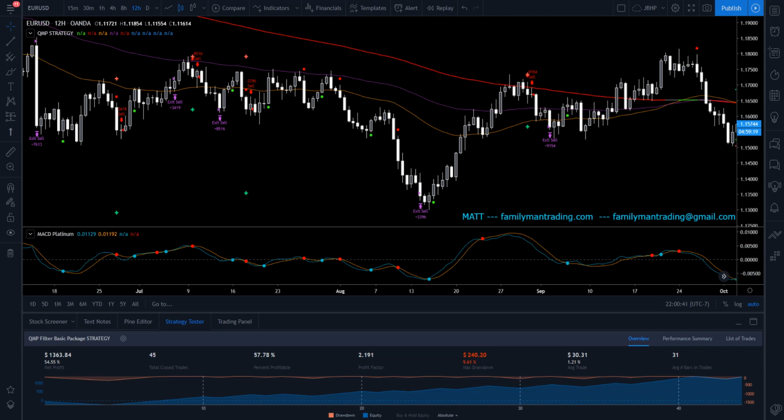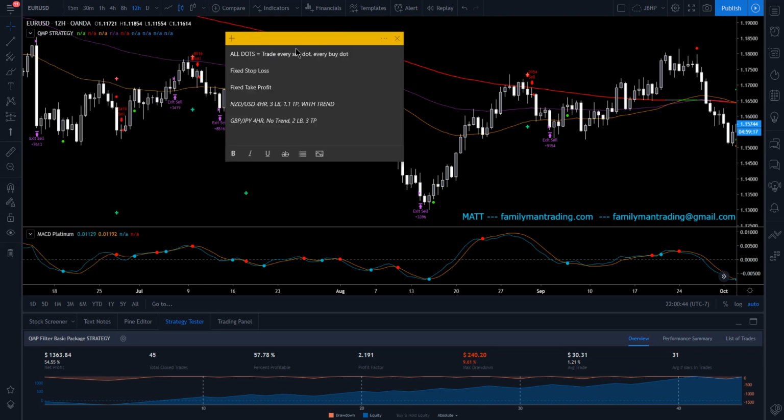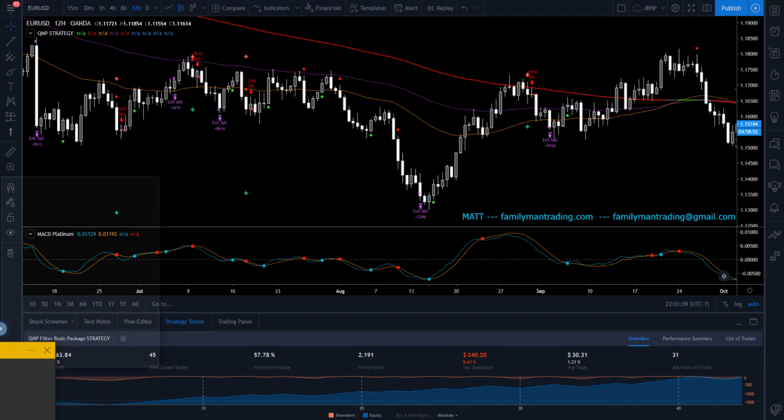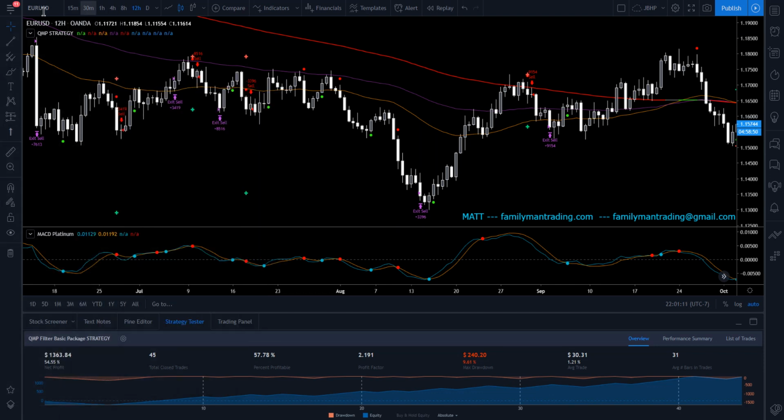The next one is just all dots. All dots means we're going to trade every single QMP filter dot regardless of what's going on with anything else. We don't care about trend unless you say that you want to confirm the trend, and we don't care about the MACD Platinum. We're just going to take a buy here, a sell here, a buy here, a sell here, all along the way. So let's take a look at an example. Go ahead and take a screenshot of that and pause it if you want to write those notes down, but I'll show you a couple examples of that one.